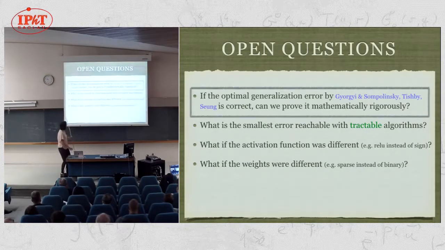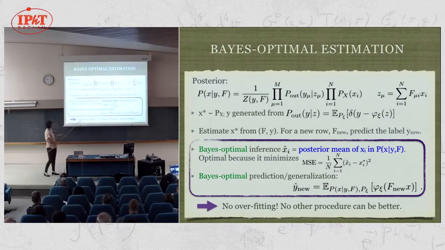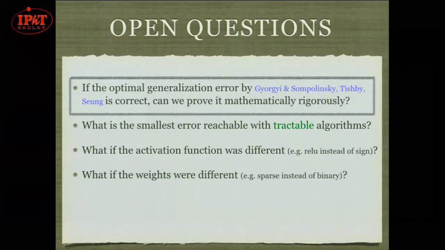And just a note that doing it this way, there is no overfitting. This is really the optimal thing. We know the model, so no such concept is bothering us here. And no other procedure can be better. The trouble is that this is not a tractable procedure. Okay, but we have the replica method that gives us the answer.